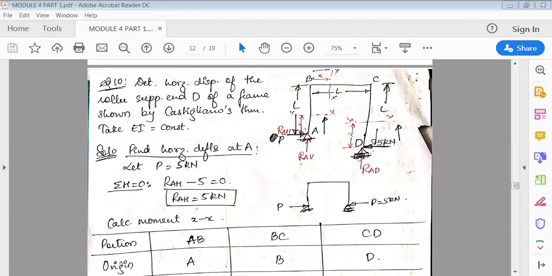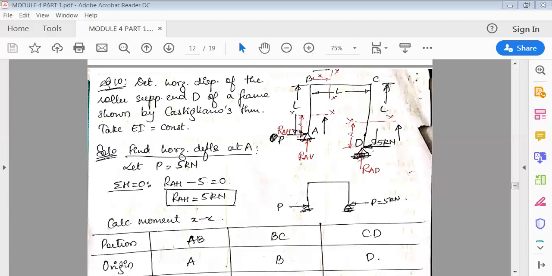It is a frame wherein A, B, C, and D are the members of the frame, and at D there is only one load acting. It is a horizontal load of 5 kilonewton. For this you have to find the horizontal deflection at A. There's an external load at D. Find the horizontal deflection at A. This is what they asked to find.